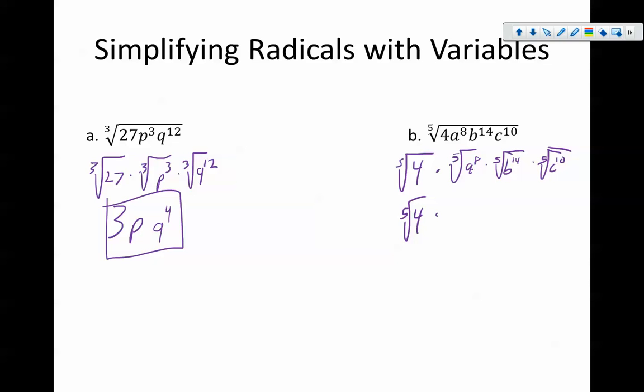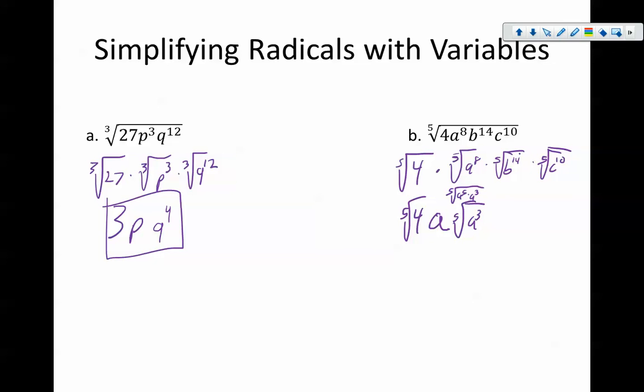5th root of a to the 8th doesn't divide evenly, which means we need to break it into something that does. So we can make this a to the 5th times a cubed. So we've got a to the 5th, the 5th root of a to the 5th, which is a, but then this a cubed doesn't come out, so it's the 5th root of a cubed.